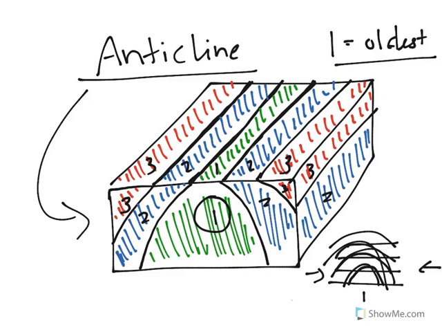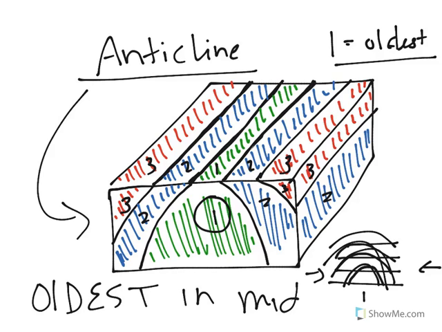So for an anticline, it's always easy to remember because the oldest is in the middle, and we have our youngest layers on the outside. So if and when you get to a test and you can't remember this stuff, bend your paper, bend your test, and see where that oldest rock ends up.